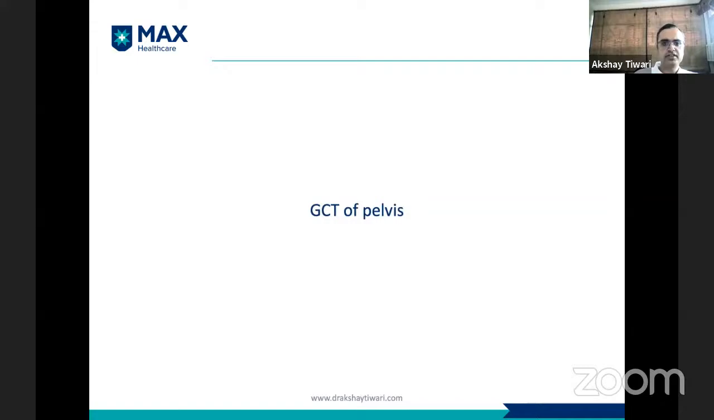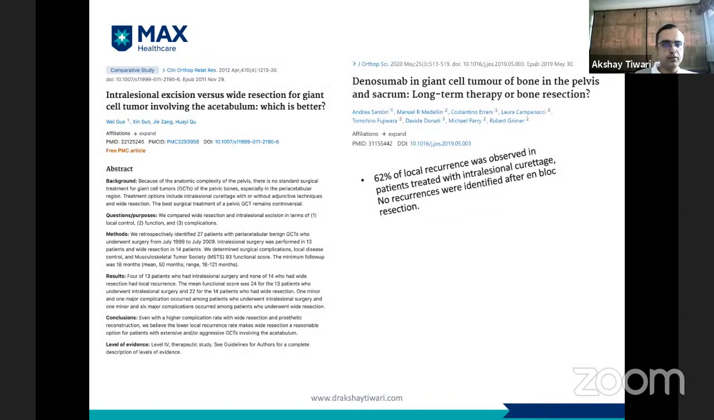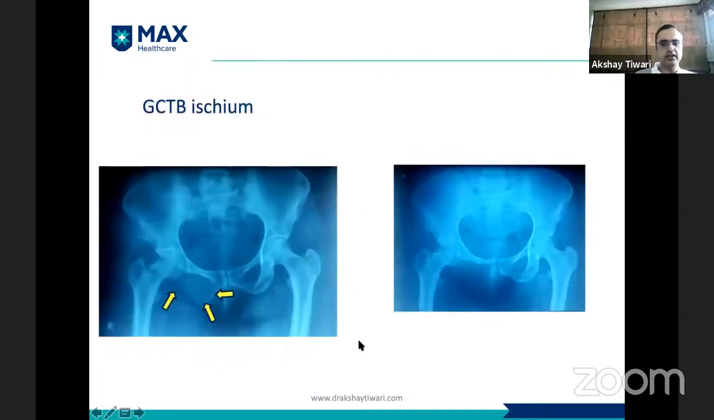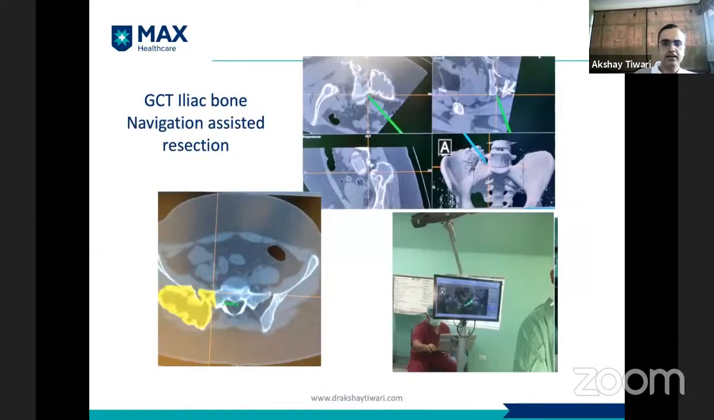Again, with the pelvis, most of the literature now points towards en bloc resection doing much better, even if it's involving the acetabulum, and that should always be kept in mind when making a decision. But in any case, patients who do not have acetabular involvement with giant cell tumor would do much better with en bloc resection rather than a curettage.